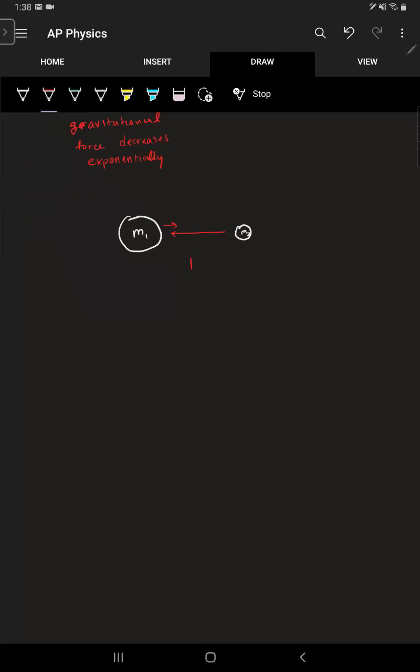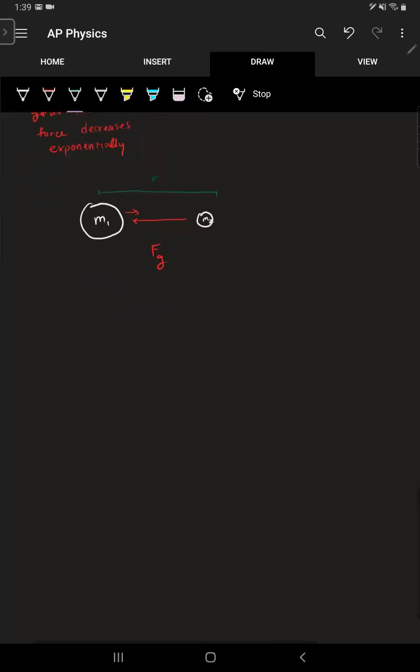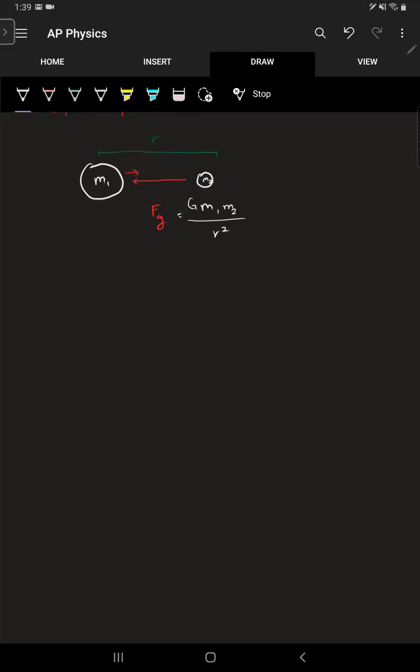I know we say Fg is like the force of gravity on Earth, but this is also a force of gravity. If we had them at a distance of r, then Fg would equal capital G m1 m2 divided by r squared. That much is simple since we're working with easier numbers, or variables, or units rather.